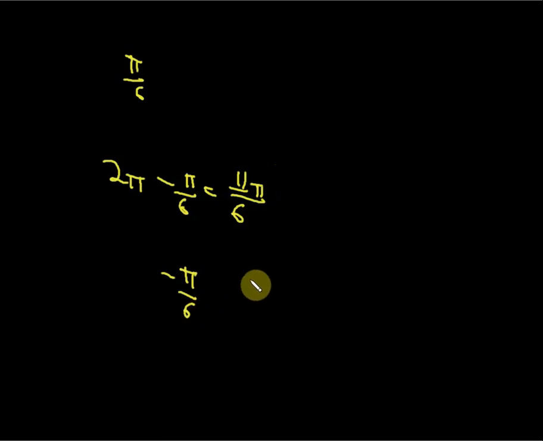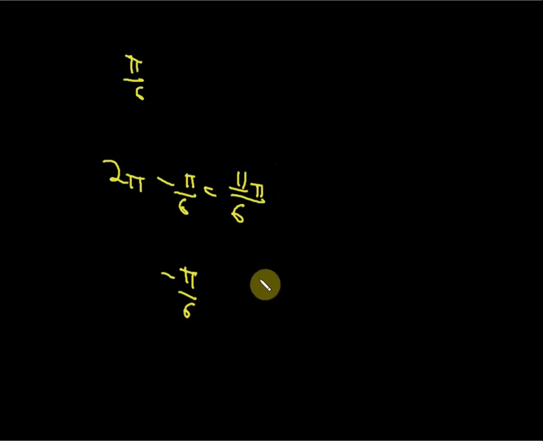So if we know pi over 6 is an angle, then we just do a little geometry. We know the whole circle is 2 pi. So if we do 2 pi minus pi over 6, we get 11 pi over 6. But we also know that we can get it through negative pi over 6.